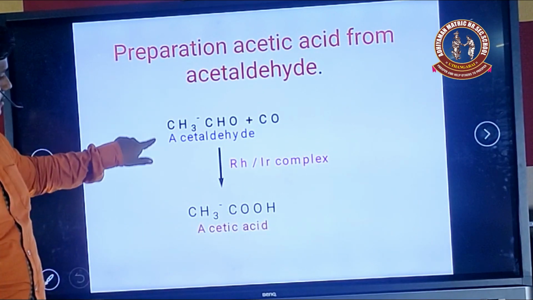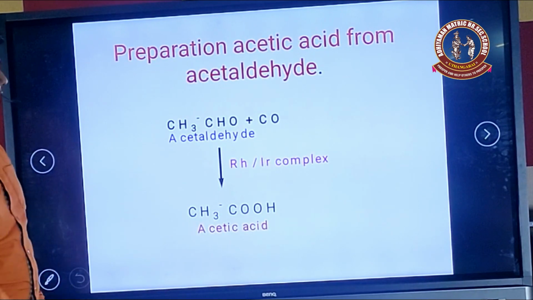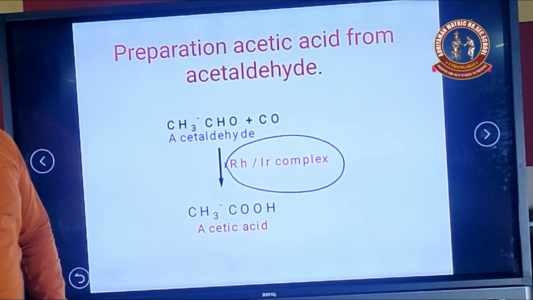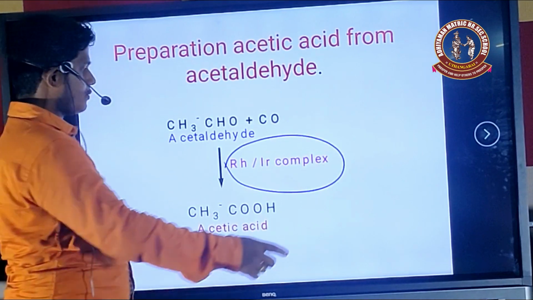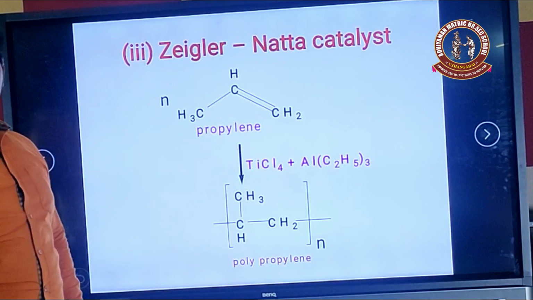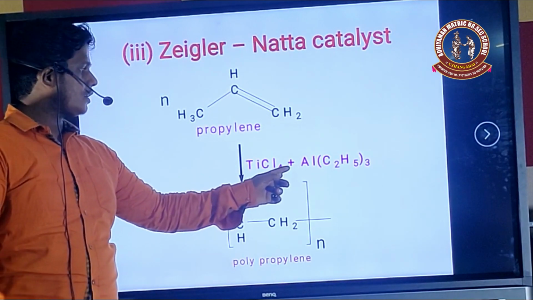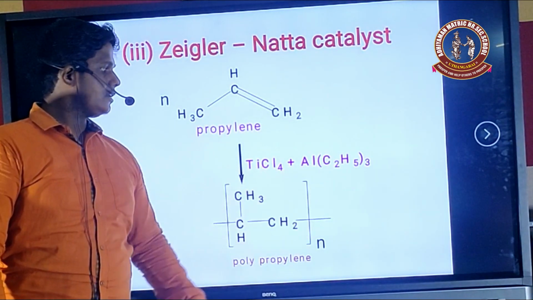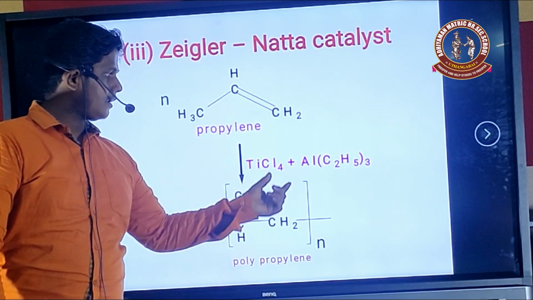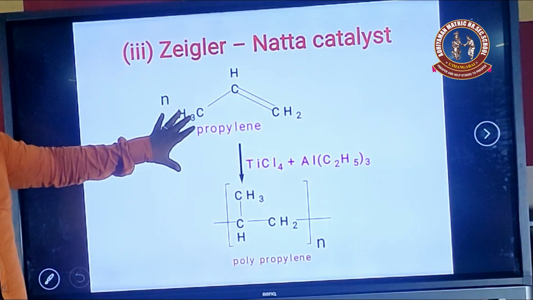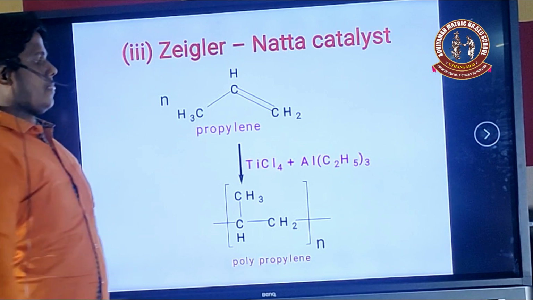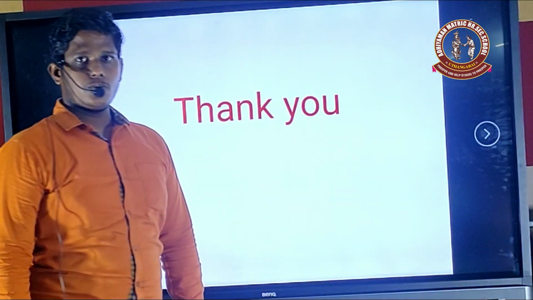Next example, preparation of acetic acid from acetaldehyde. Here acetaldehyde is converted to acetic acid by using a rhodium and iridium complex. This acts as a catalyst. This is a heterogeneous catalyst. Also finally, the Ziegler-Natta catalyst is TiCl4 and Al(C2H5)3. That means titanium tetrachloride and tri-alkyl aluminium to form polymerization. This is another one of the Ziegler-Natta catalysts. Okay, thank you, student.